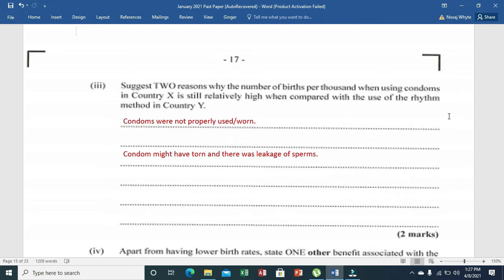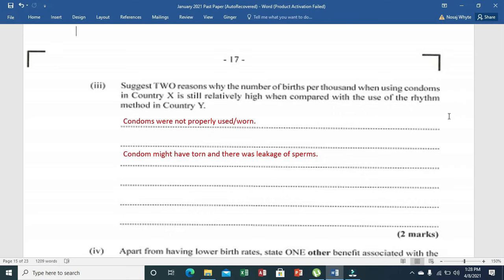Condoms were not properly used. So we're suggesting that the condoms were not properly used, and as a result the number is as high as it is. It could be that it is not properly used, in one sense that it is not properly worn. There are some persons who really don't put on the condom properly, some persons who are using lubricants that are not needed, some persons who are not wearing the right size condom. All those things could contribute to a pregnancy.